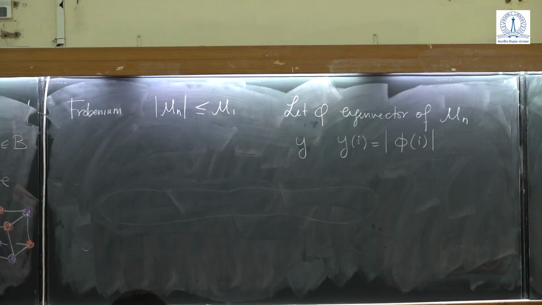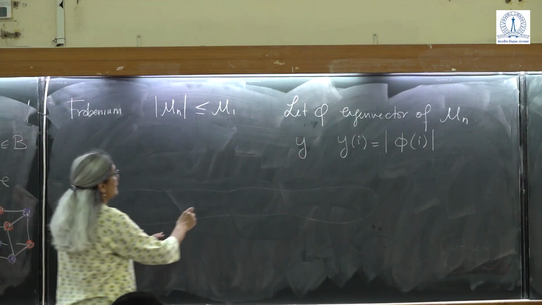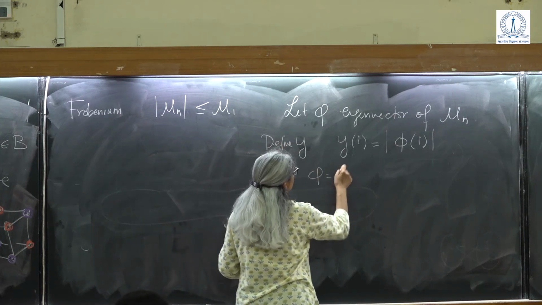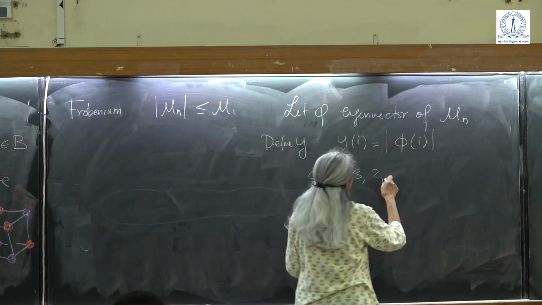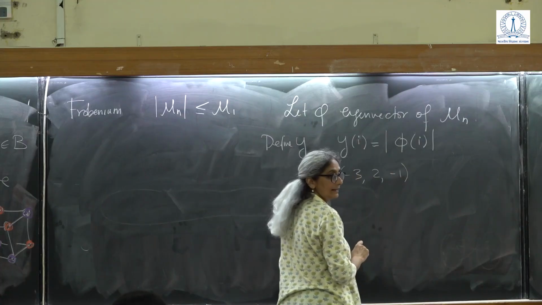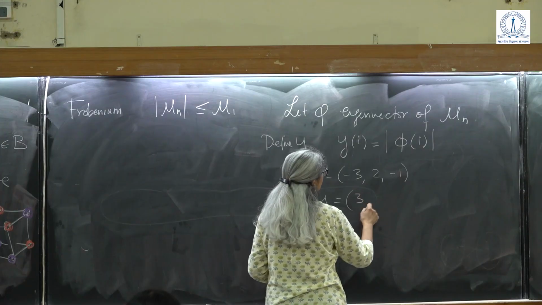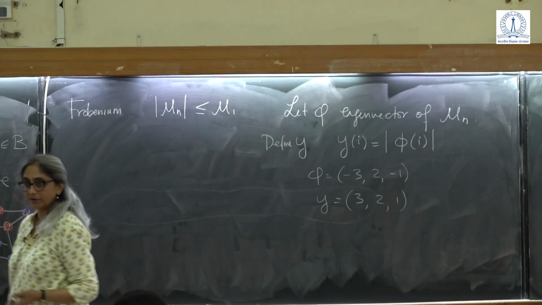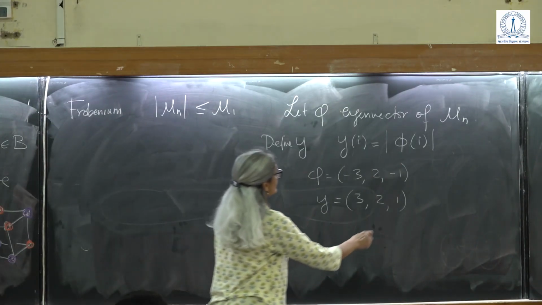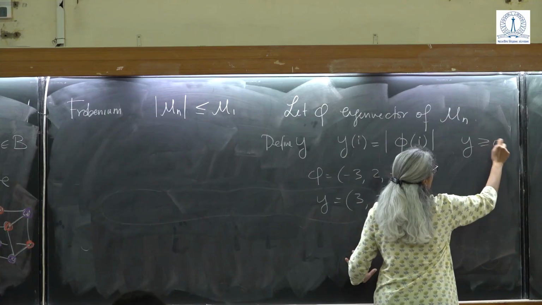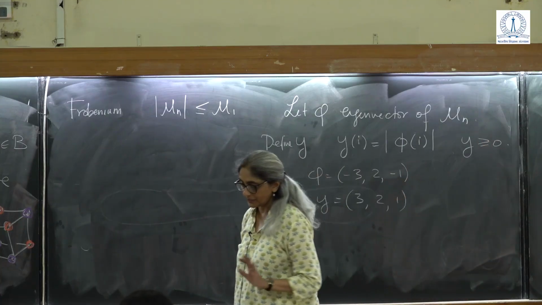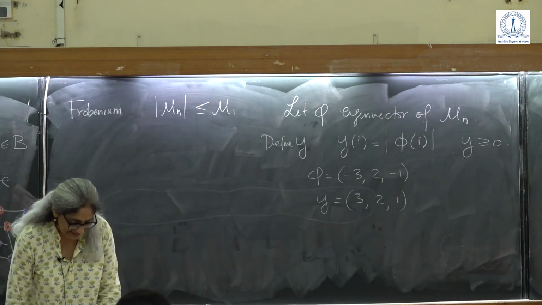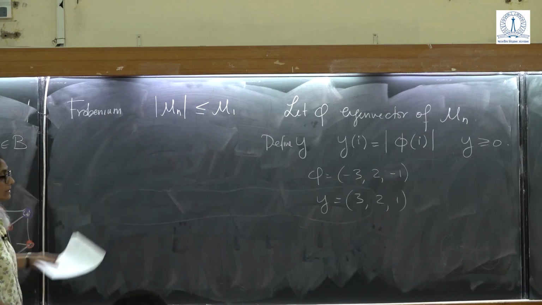Do you agree? I'm going to define a vector y. Does this make sense? So if phi was like -3, 2, and -1, then y is going to be 3, 2, 1. So just take the absolute value of every coordinate. So by construction, this y vector is non-negative. It may have some zeros, but it's non-negative.